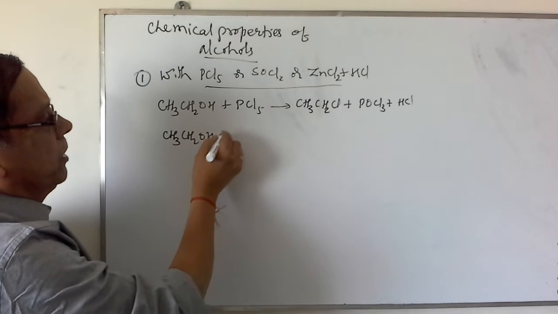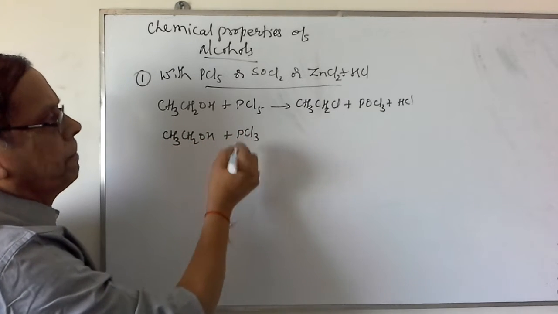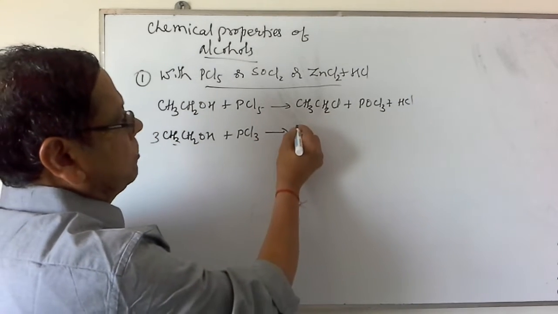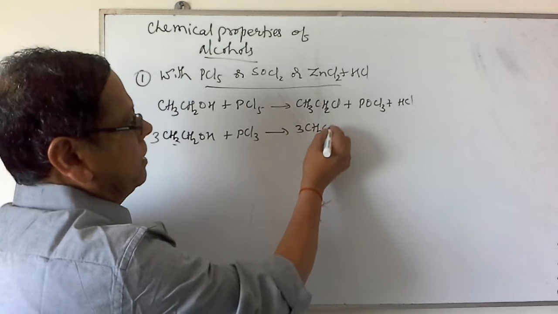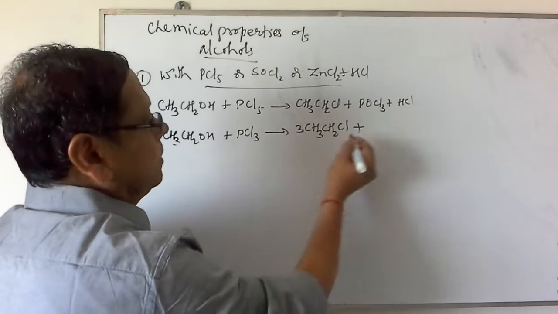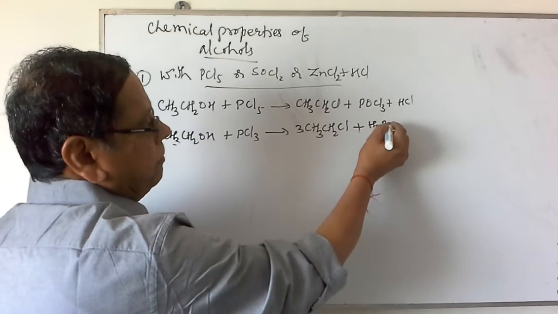Similarly with PCl3, CH3CH2OH, we can take this PCl3 also. It gives rise to 3 molecules of ethyl chloride, CH3CH2Cl, and we get H3PO3.